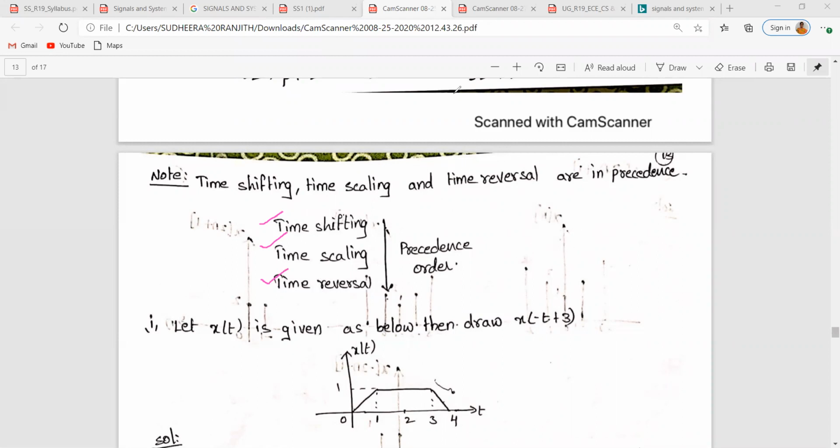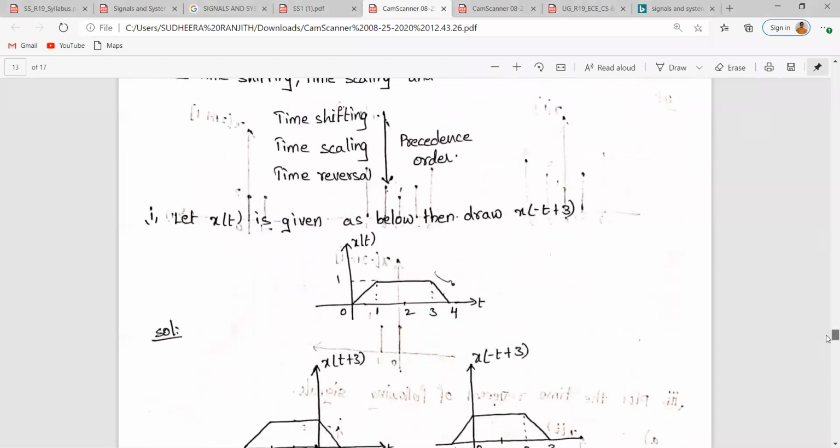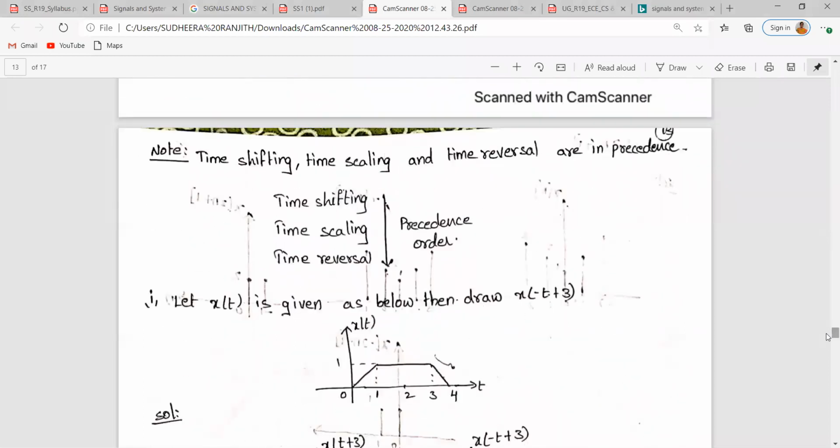Is it clear? We'll do some sums, then you may get better clarity. See, let x of t be given as below, then draw x of minus t plus 3. See here, what are the operations involved? Time shifting, because t plus something is there, and time reversal, because minus is there.